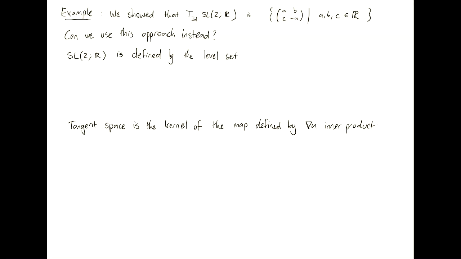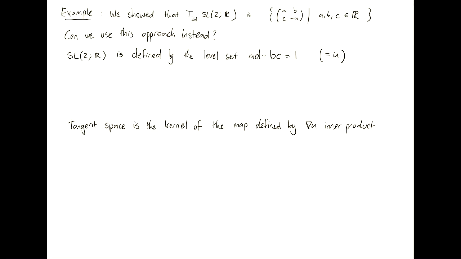So SL2R is defined by the fact that its determinant is 1. So we can say that it is defined by the level set AD minus BC is 1. So we are going to make that our level set, the set of all outputs that satisfy this. If you like, you can say that D is equal to blah, blah, blah. So we have a level set. AD minus BC is equal to 1, so this is the function I'm going to call U.